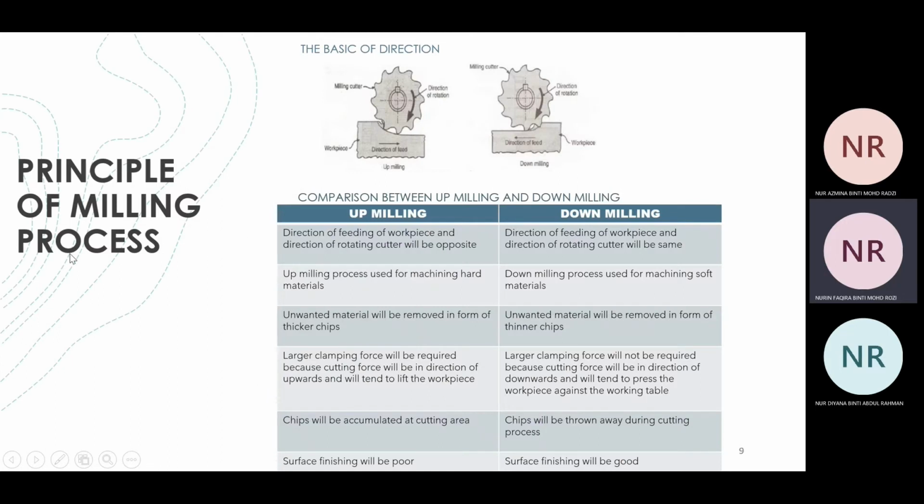The next is principle of milling process. The basic of direction have two, up milling and down milling. So there's a diagram on the slide. As you can see, up milling and down milling. So comparison between up milling and down milling. For up milling, direction of feeding of workpiece and direction of rotating cutter will be opposite. And down milling, direction of feeding of workpiece and direction of rotating cutter will be the same.